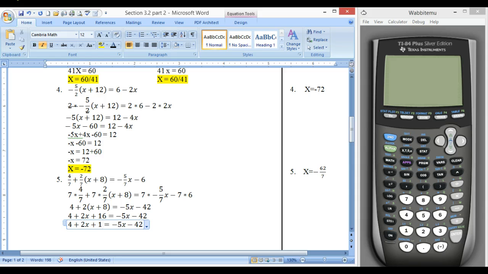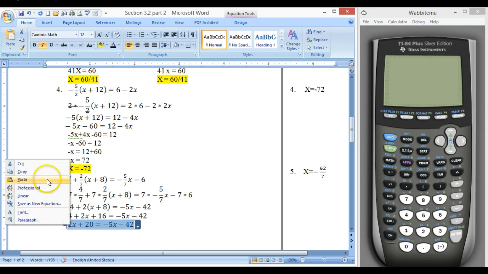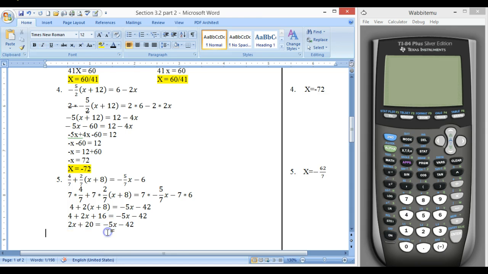4 plus 16 is 20. There we go. Now we just need to decide which side we want all of the x's and everything without the x. I'm going to go ahead and bring my 5x over just to stay consistent and put all the x's on the left. But if you'd like to put it on the right, it's up to you.